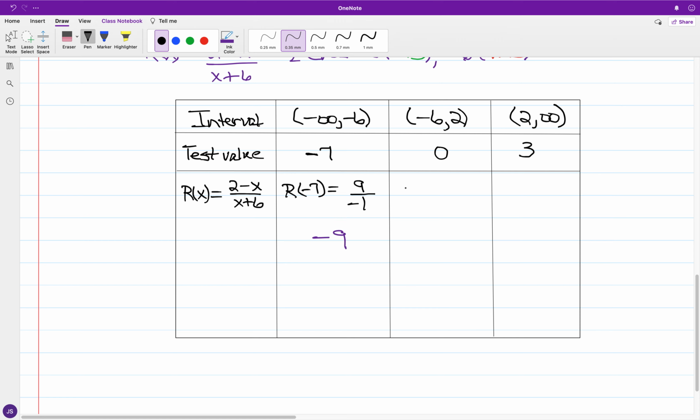Now for r of 0, okay, so you have 2 minus 0 is 2, 0 plus 6 is 6, and 2 over 6 reduces to 1/3. And in the case of r of 3, okay, that one we have 2 minus 3 is negative 1, and we have 3 plus 6 is 9. Okay, so right away this is just going to be negative 1/9.